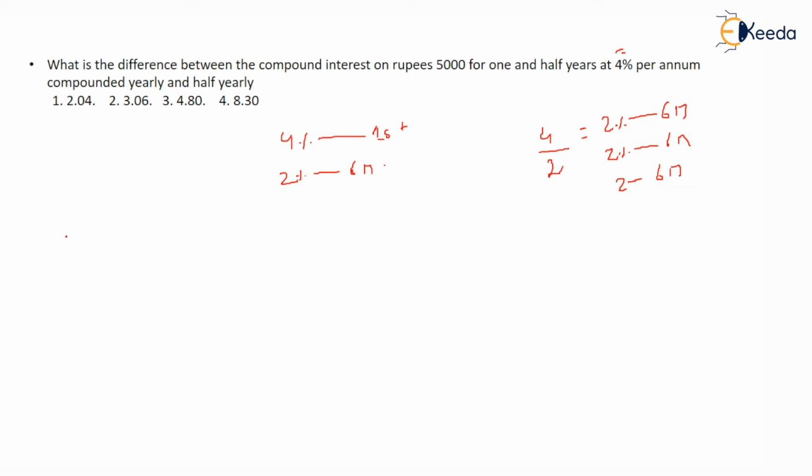So can I find out? Yes, I can find out. I can first solve for yearly basis, right? 4 plus 2 plus 4 into 2, that is 8 upon 100, right? This comes out to be what? This comes out to be your compound interest based on yearly basis is 6.08, that is yearly, right? Compounded yearly. Now this is half yearly.